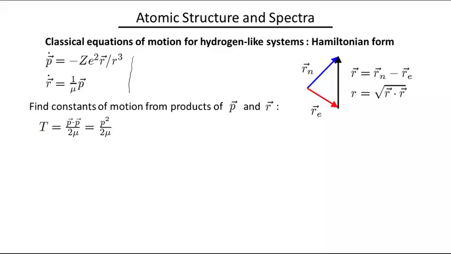Now, since we're given equations of motion for these two vector quantities, it makes sense to try to find constants of the motion by looking at various products of them. So here is the kinetic energy of the system, something with which you're familiar. Write it as p squared over 2 mu. It's the same as 1/2 mu r dot squared.